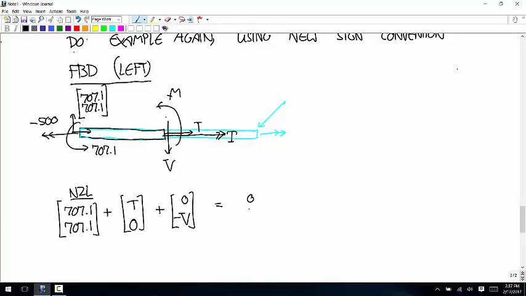And then set those equal to 0. And you get that T is equal to negative 707.1 newtons, and V is equal to positive 707.1 newtons.